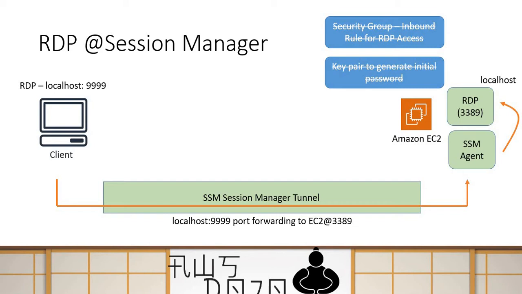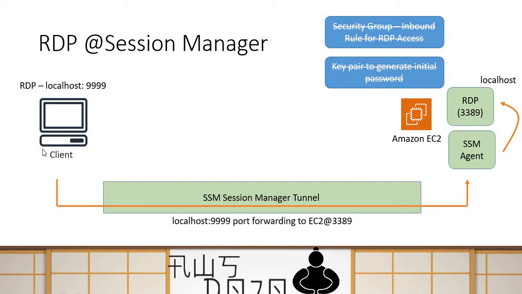The way port forwarding works is that your client can access your EC2 instance with the help of the SSM agent through an SSM Session Manager tunnel. This is a secure tunnel which AWS provides between your client and your EC2 instance to create a Session Manager session. You can use the port forwarding method to use this tunnel, this session, to enable access on the RDP or HTTP port.